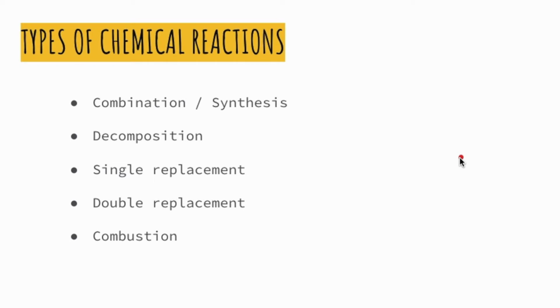So there's millions of different types of reactions. However, most reactions can be classified as belonging to one of these 5 simple categories. First being combination or synthesis. Those terms are going to be used interchangeably, so you'll hear both of those. Decomposition, single replacement, double replacement, and a combustion reaction. So we're going to take a deeper look into each of these chemical reactions.